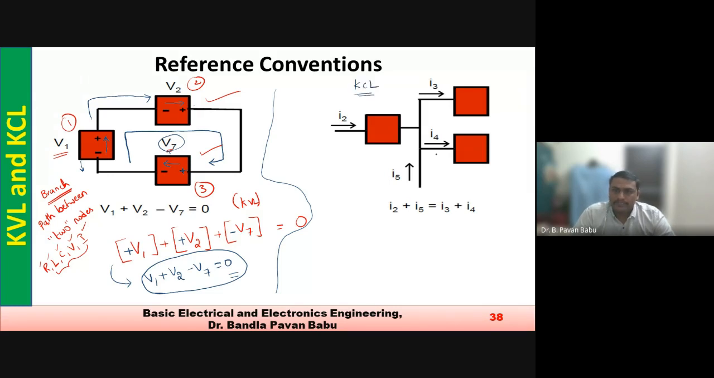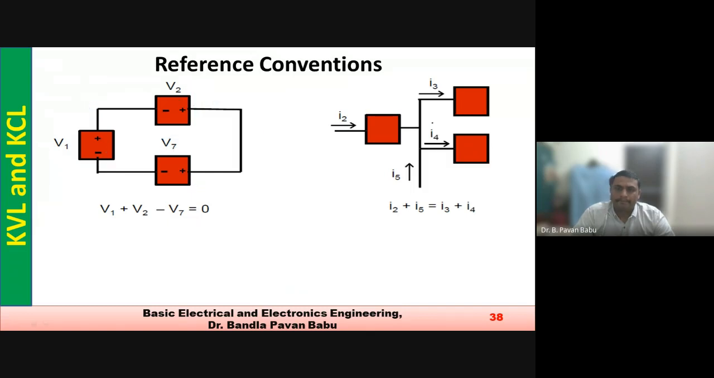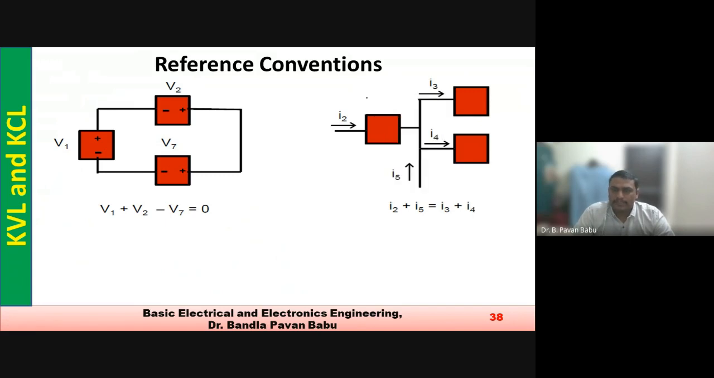So here this is the node. Again, how many branches? There are 3 branches. So this is branch 1. Here, if you see the direction of the current, it is mentioned as incoming current. If you consider this as a node, what do you mean by a node here?